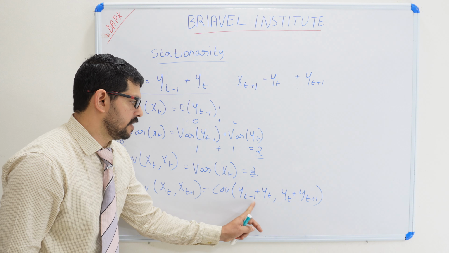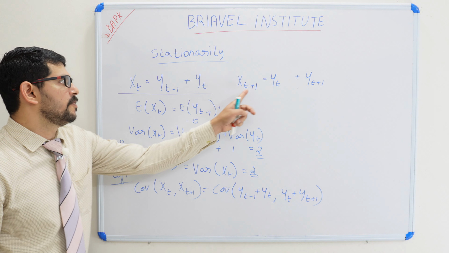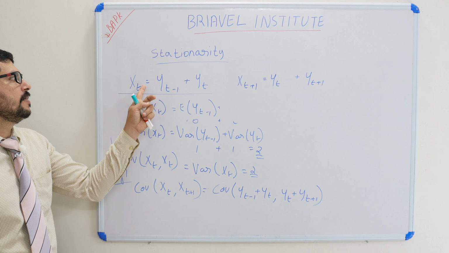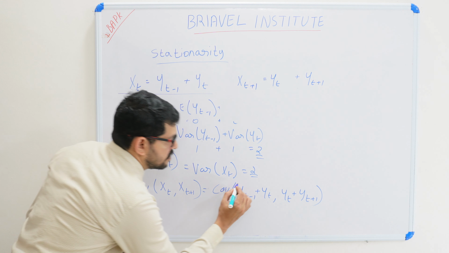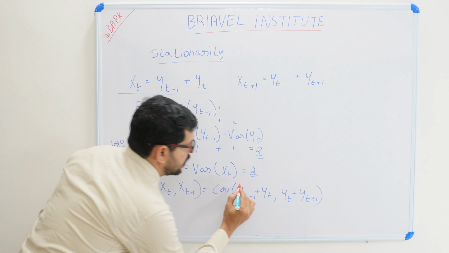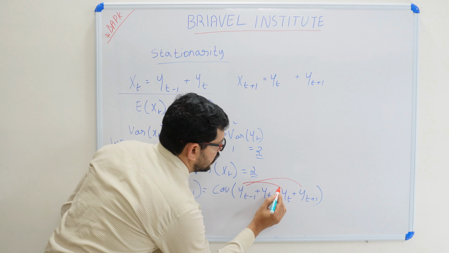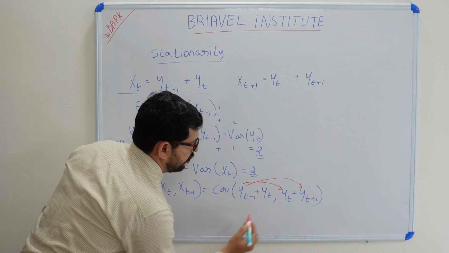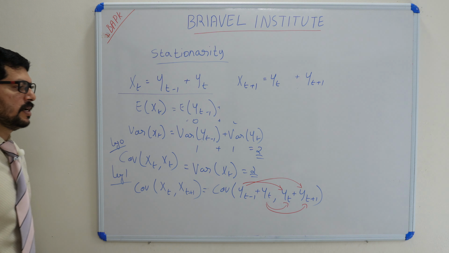Covariance of yt minus 1 plus yt plus 1. Just give one plus 1. Here is a plus. Give 1 plus 1. We'll get the answer. So now covariance has to compare. How to compare the covariance? Covariance has to compare yt minus 1 with yt, and yt minus 1 with here and here, yt with yt, and each term has to write.